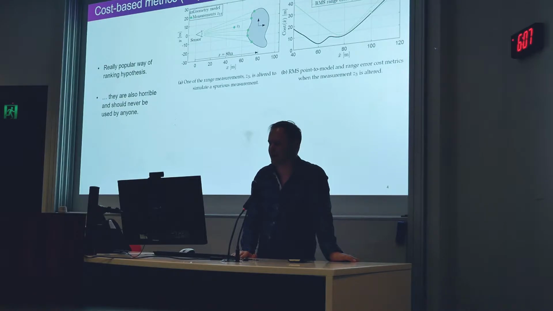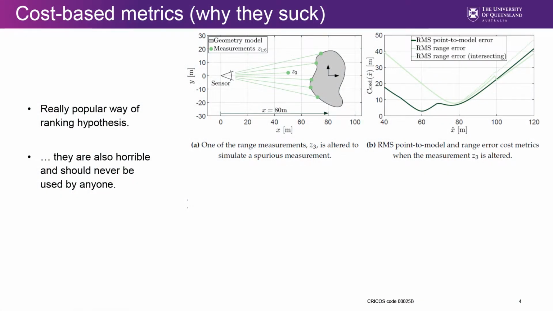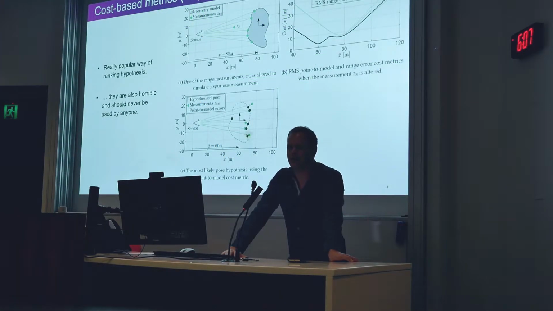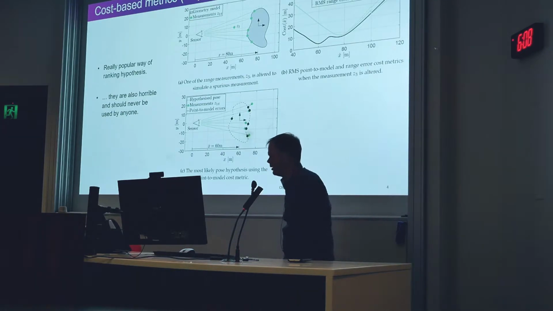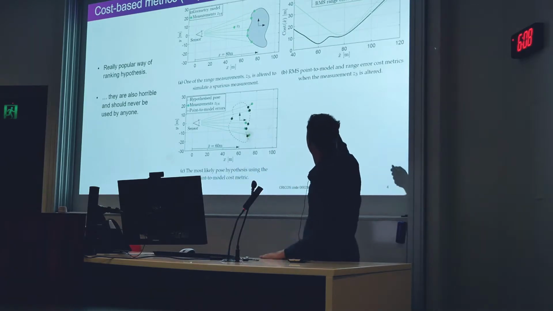That minimum error for both the point to model and the range error, they're no longer minimum at 80 metres. In fact, if I show you the best solution, the point to model says that the nugget should be at 60 metres. That's where we achieve this minimum here, a nugget at 60 metres.